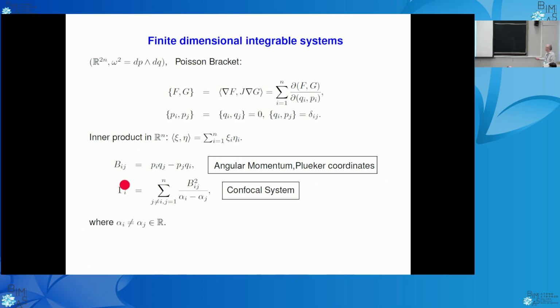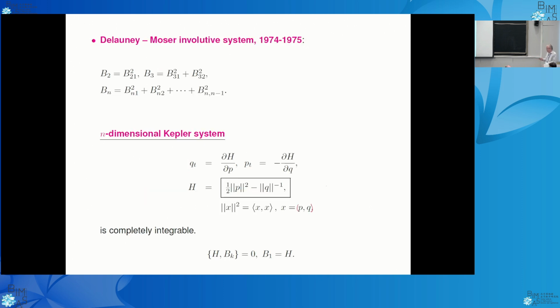In most cases of finite integrable systems, we use confocal systems. Here alpha_i and alpha_j are parameters that are not equal. b_ij squared is just the angular momentum squared. Now, what is typical for integrable systems in the finite case? First of all, it's the Delaunay-Moser system, from a long time ago. The application in mechanical engineering is the n-dimensional Kepler system.